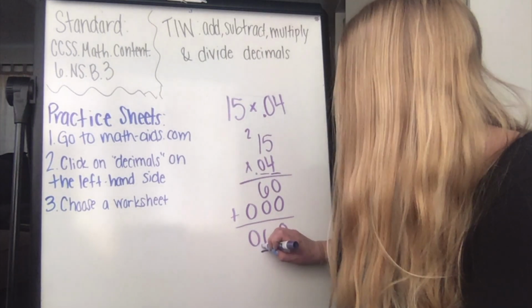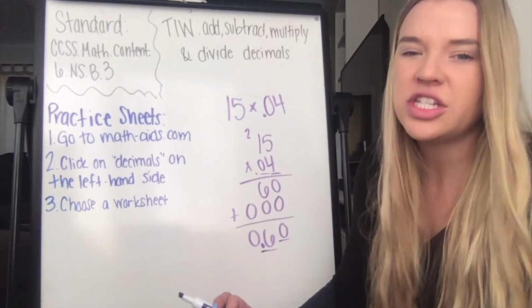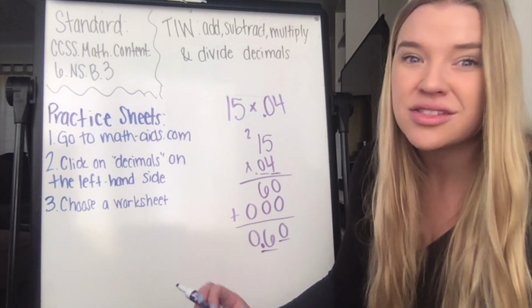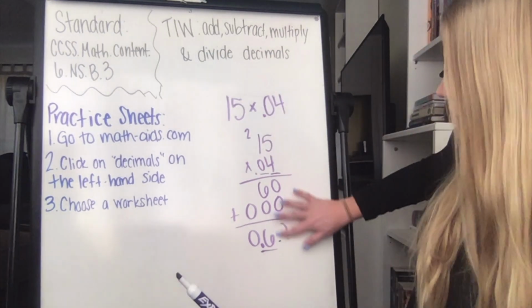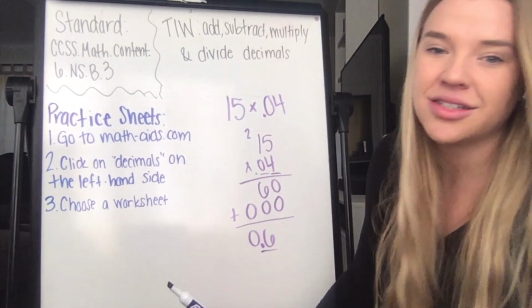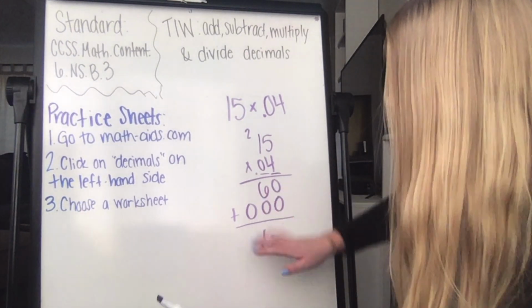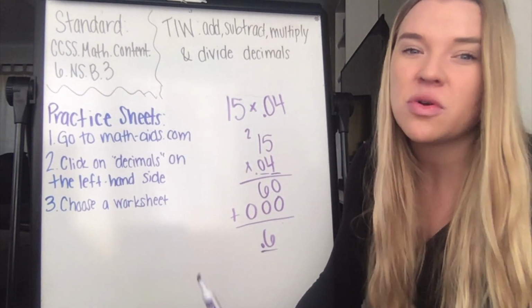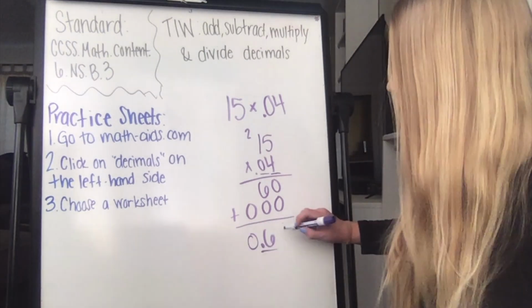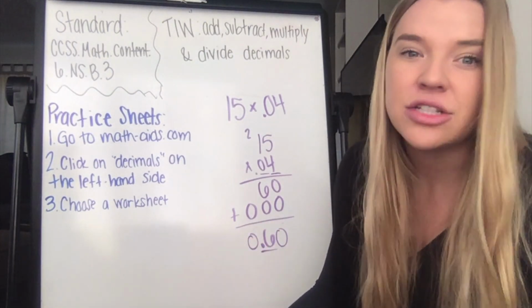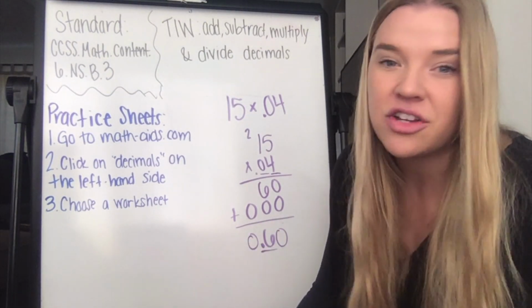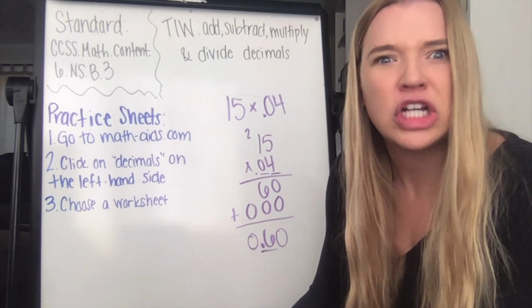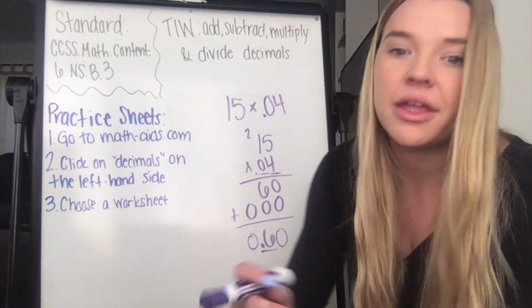So my answer is 0 and 60 hundredths, which is also the same thing as 0 and 6 tenths, which is also the same thing as just 6 tenths, right? So if you got any variation of these answers, that is right. They're all the same thing. 60 hundredths and 6 tenths, same thing.